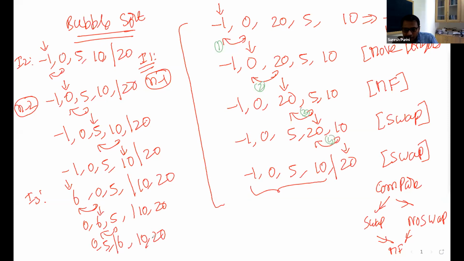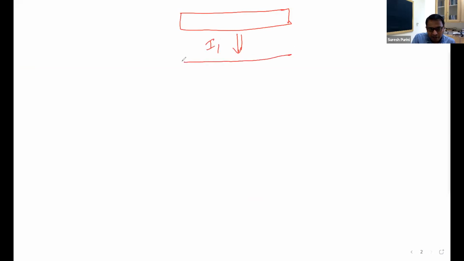Are you all with me here? How is it happening? We are bubbling up the largest element. So in other words, let's say this is your original array. After iteration I1, what can we say about the list? That this element here is the largest element. And we are doing n-1 comparisons here.